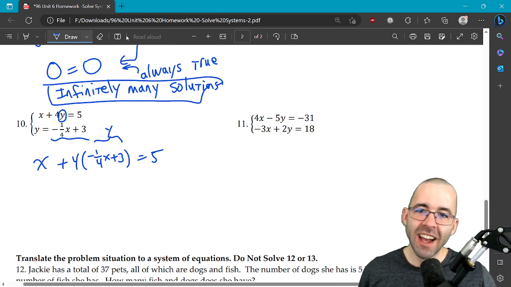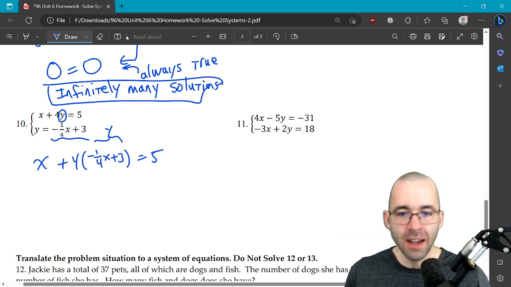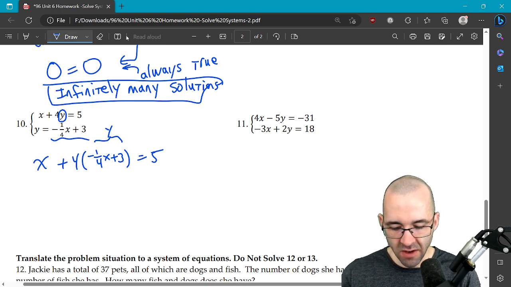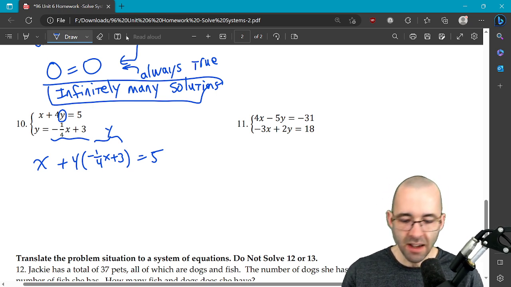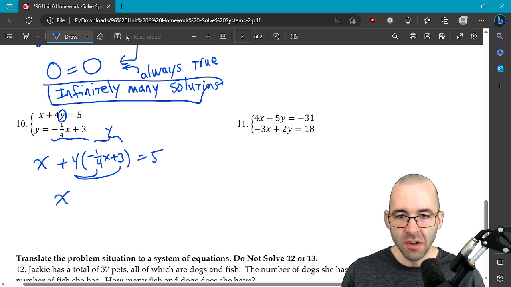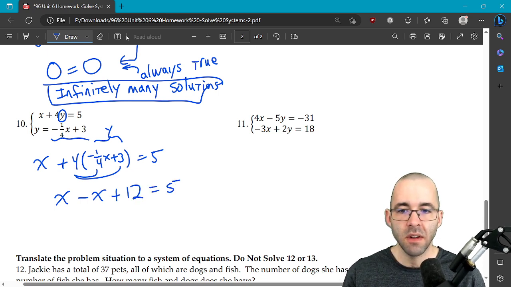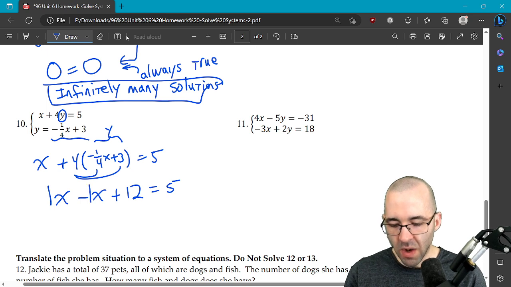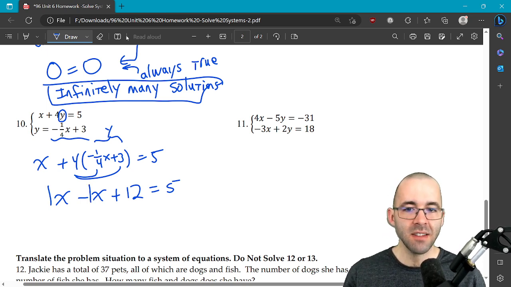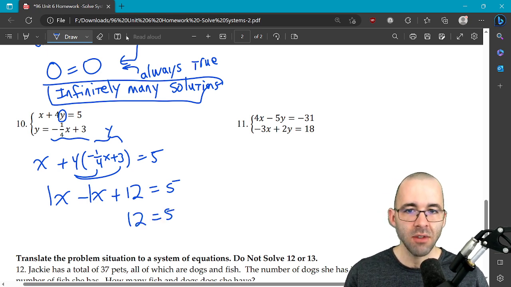All right. Y is the same thing as negative a quarter x plus 3. Now we can just solve this equation. So we have to follow order of operations. We can't simplify inside the parentheses, so we have to start by distributing. We get x, 4 times negative a quarter x is negative 1x. 4 times 3 is positive 12. The right-hand side stays alone. It might help to write a 1x here. We have 1x minus 1x. Now we have 0 x's. We get 12 is equal to 5.